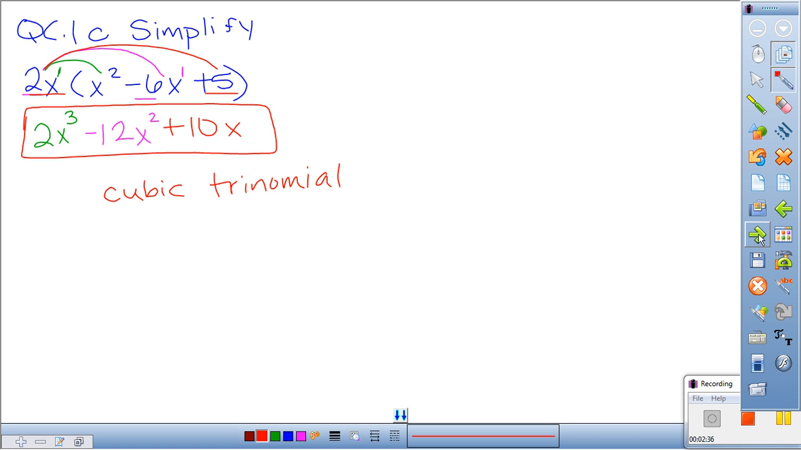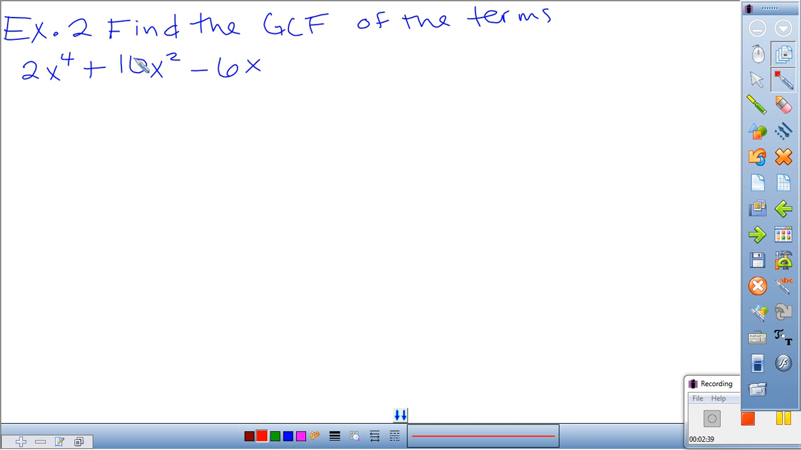Moving right along to example 2. Now they want us to find the GCF of the term. Well, if we're going to do that, we need to have a little review about what a GCF is. GCF means greatest common factor. And you should remember doing this years ago. But let's do a little review over it. We'll use some easy numbers. Let's find the GCF of 16 and 24.